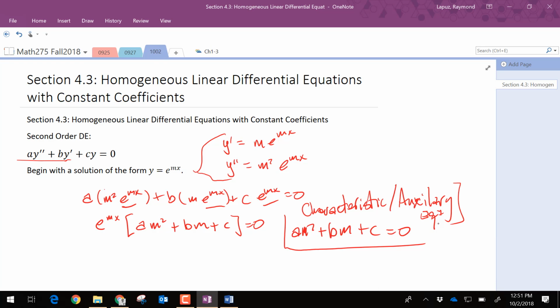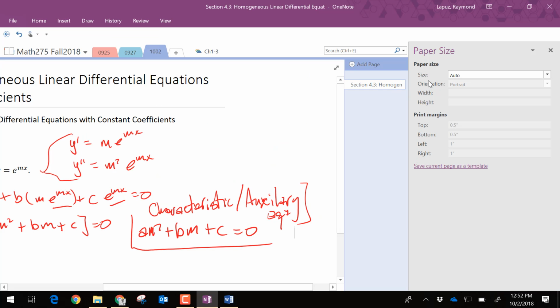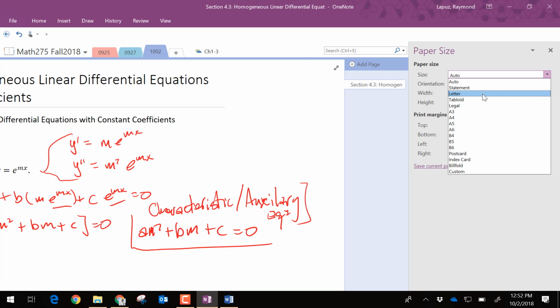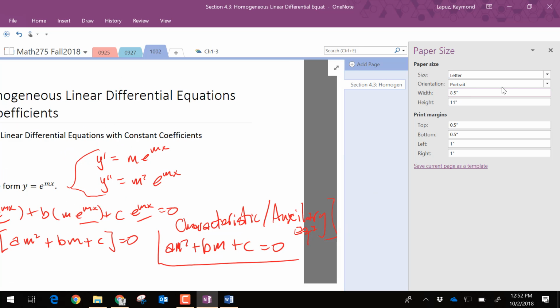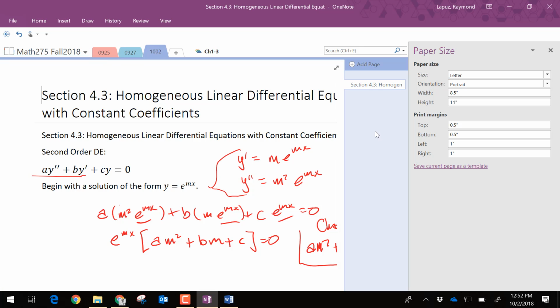Now, from algebra, you guys took algebra before, haven't you? Oh man, I went too far. Oh, what just happened? Let's just skip this section. What if I skip it and you're still responsible for it?